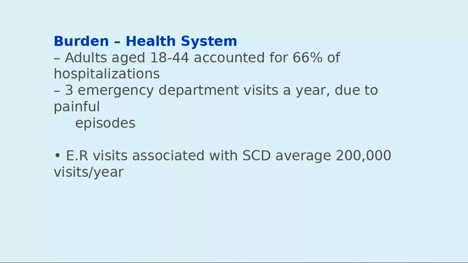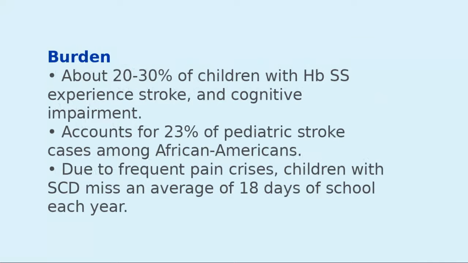Now, the burden on the health system is very simple: adults aged between 18 to 44 account for 66% of hospitalizations, with 3 emergency department visits per year, and emergency visits averaging 200,000 visits per year. About 20 to 30% of children with sickle cell disease experience stroke and cognitive impairment, and it accounts for 23% of pediatric stroke among African Americans. Due to frequent pain crises, children with sickle cell miss an average of 18 days of school each year.